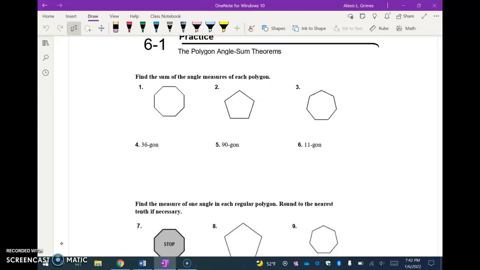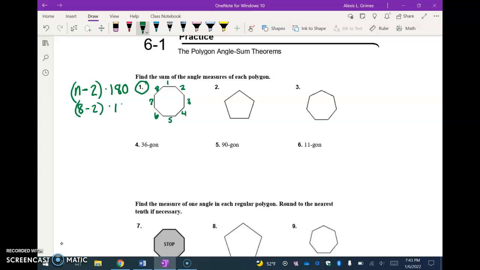In our notes from last class, the sum of the angle measures is n, the number of sides, minus 2, and that whole quantity times 180. So for this first one, the number of sides there, if you count, is 1, 2, 3, 4, 5, 6, 7, 8. So 8 sides. That's a really bad 8. Let's make that better. 8 sides minus 2.